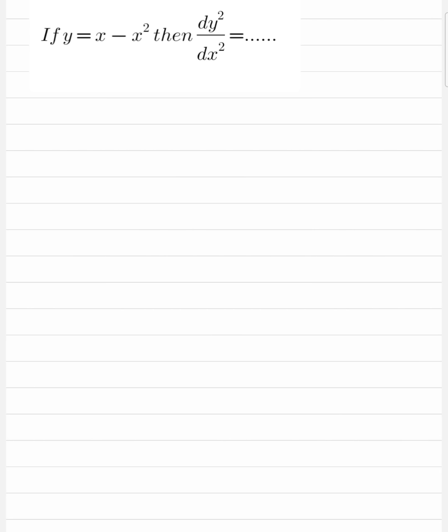Here given that if y equal to x minus x square, then we need to find d²y upon dx². Yes, this is nothing but d²y upon dx². We need to find d²y upon dx². So for this question, I'm going to take u equal to y square and v equal to x square.